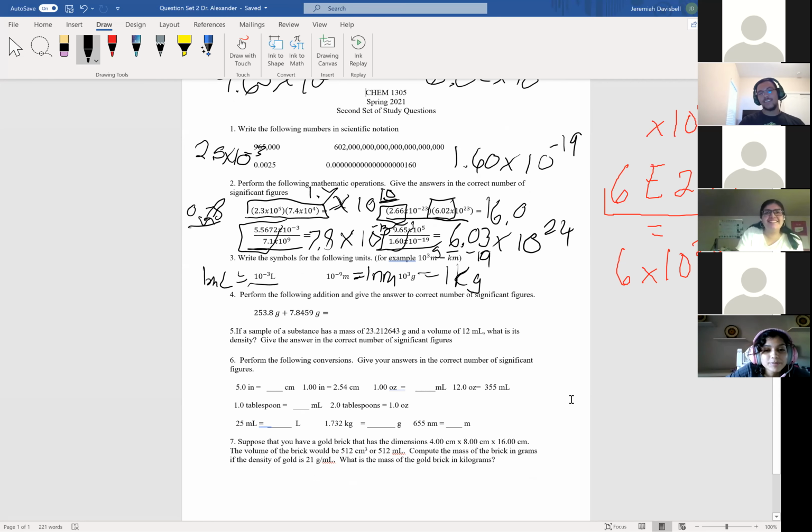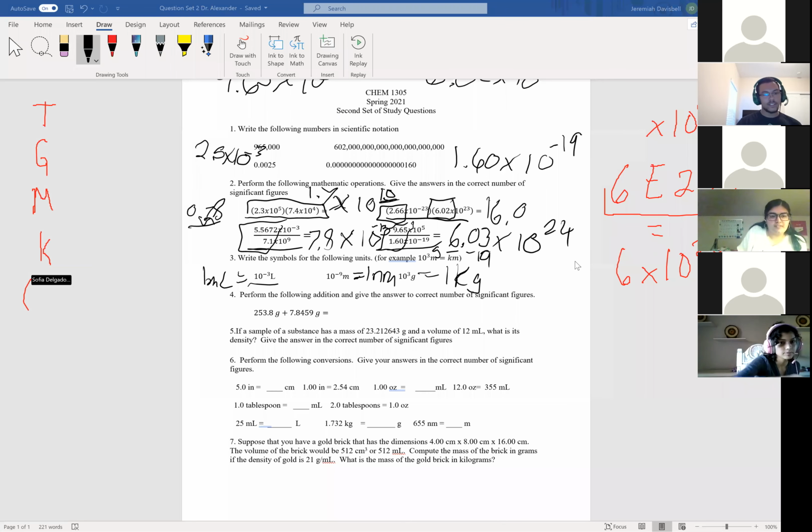Yes, the E stands for times 10 to whatever power. That's how you'll see it on your calculators when you start to input it for your exam. Oh, Sophia, nice.